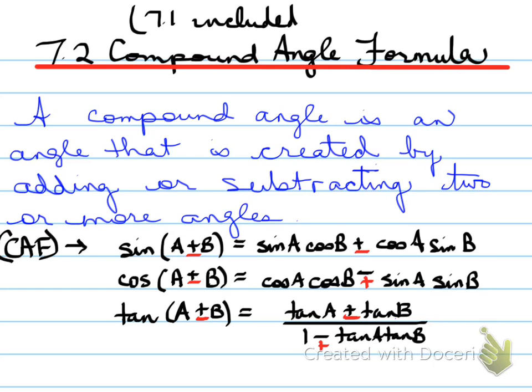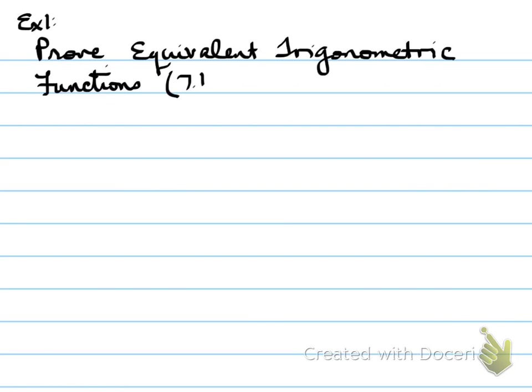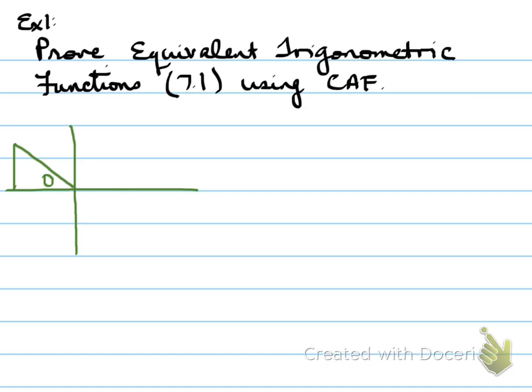Alright, we're going to also do 7.1 as I mentioned earlier, so let's keep moving forwards. Example number 1, you're asked to prove equivalent trigonometric functions in 7.1 using the CAF rule. So we're going to prove them. So I'm going to show you examples.